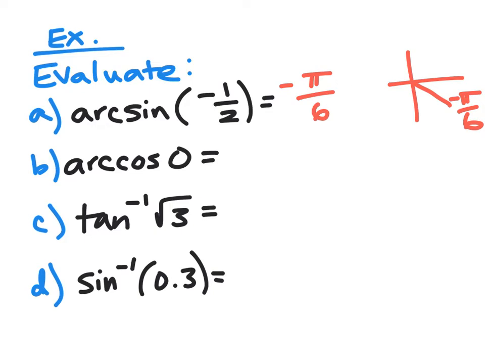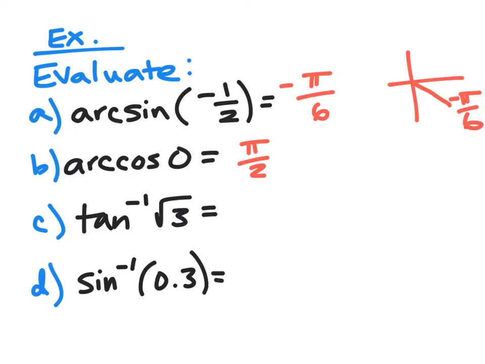In terms of arc cosine of 0, if I ask myself where on the unit circle do I get cosine of that angle equal to 0, well that would have to be at pi over 2, because cosine of pi over 2 is equal to 0. So working backwards, arc cosine of 0 is pi over 2.